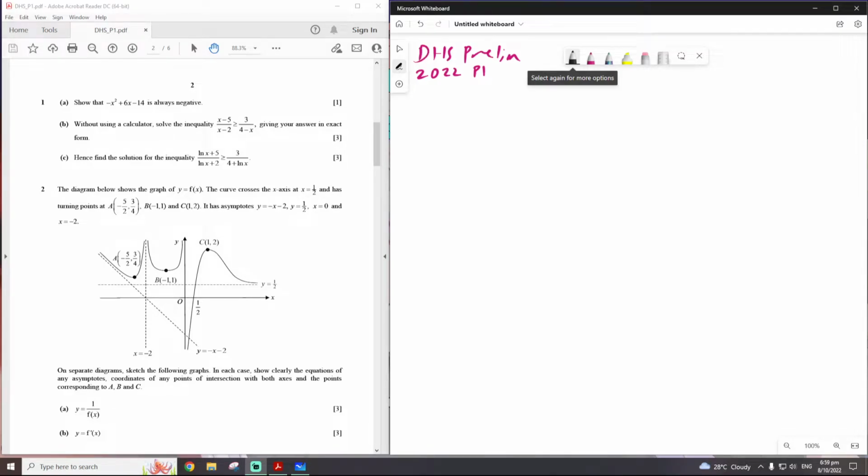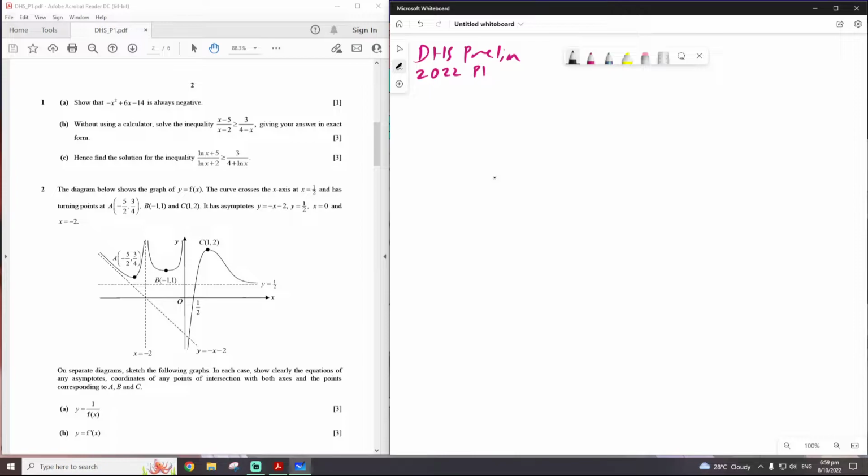Hello everyone, welcome back. Today I'm going to be going through one of the 2022 prelim papers for H2 Maths that I've received, which is Daman High. When I had a look at this paper, I tried it for the first time, I thought some of the questions are pretty interesting, so let's give it a shot.